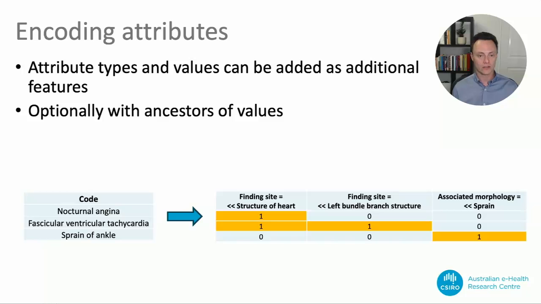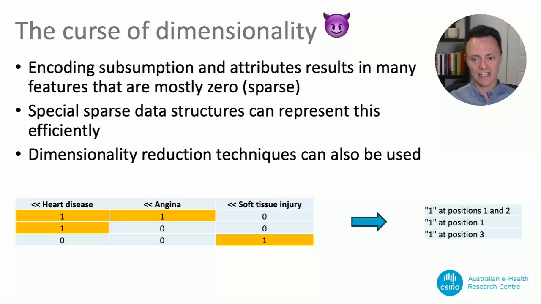Attributes and their values can also be encoded as features. Values of attributes can also have their own ancestor codes, which can be used to make associations with other codes that may not be directly related to them via subsumption. In this example, vesicular ventricular tachycardia has a finding site of left bundle branch structure. But because this is a structure of the heart, it also gets counted against this second feature that it shares with nocturnal angina. Use of these techniques can generate many additional features against your data.